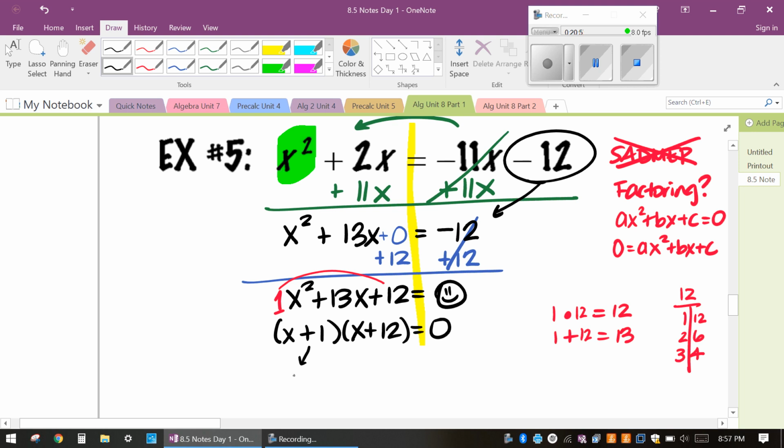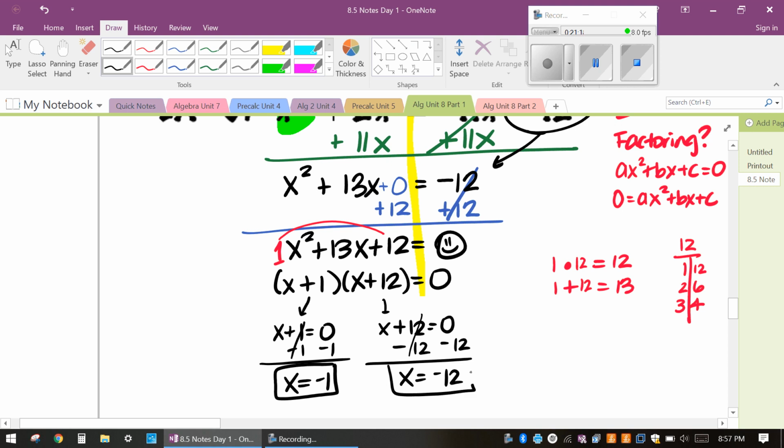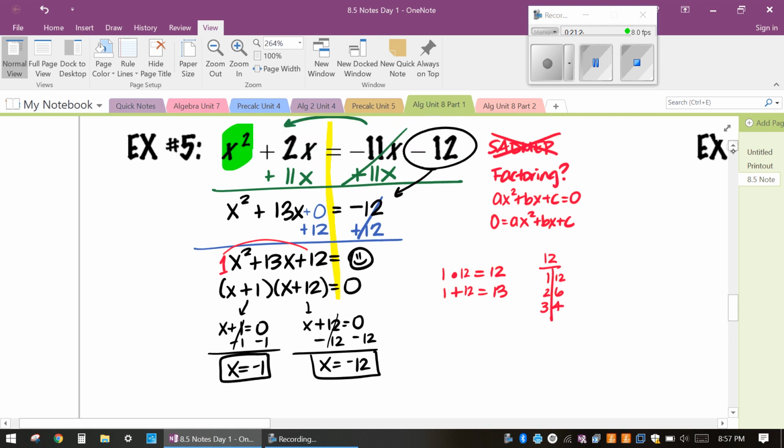Then I'm going to set each one of these equal to 0 and solve. What are your solutions? If you said -1 and -12, you are correct. So since this problem had a linear term, I could not use inverse operations or SADMAP. I had to try factoring.